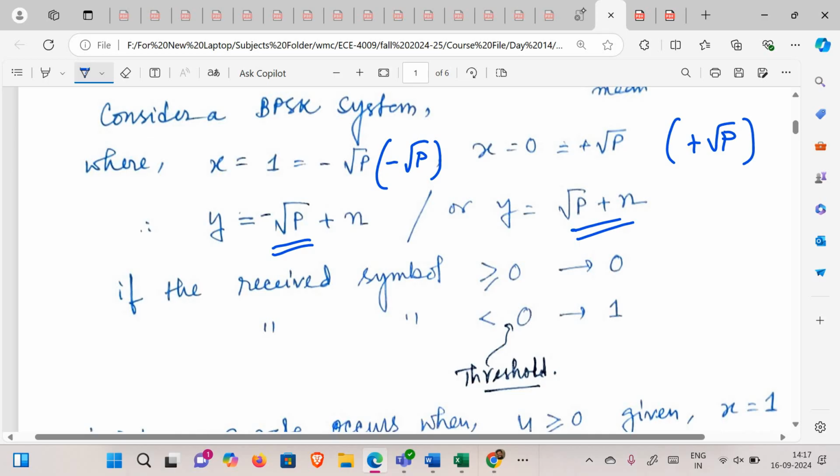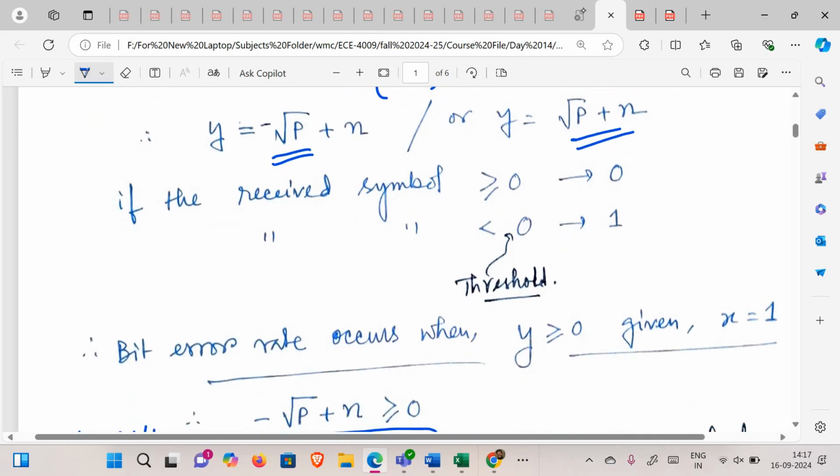So, that is basically what the fundamental problem with any of the errors is all about. You can understand this is what is mentioned over here: if the received symbol is greater than 0 or less than 0, these are my threshold conditions. If it is greater than 0, then we will consider it to be 0 at the receiver, and if it is less than 0, then we will consider it to be 1.